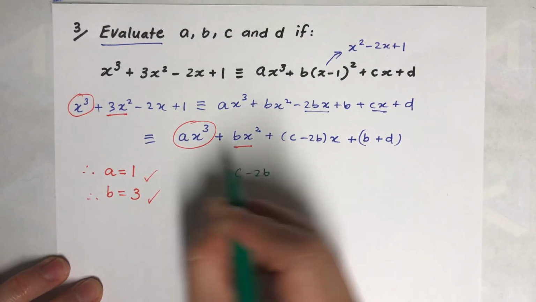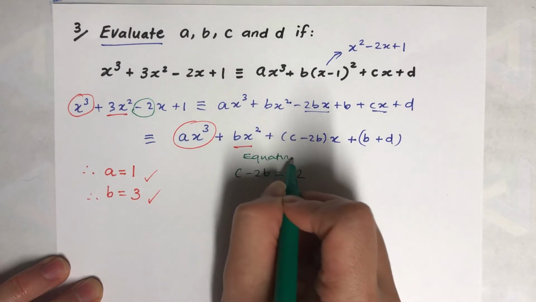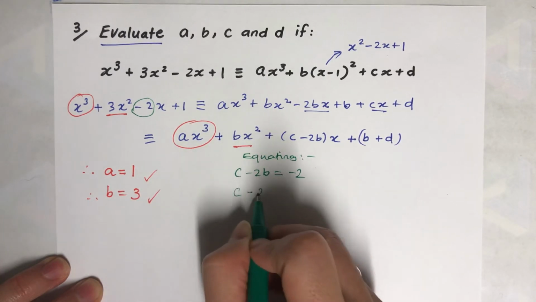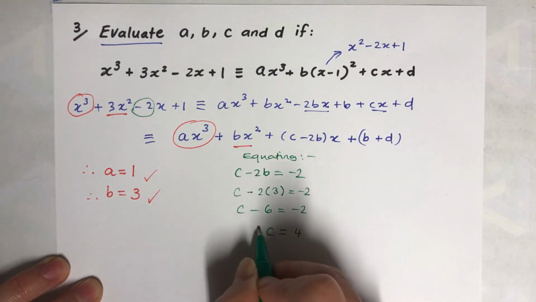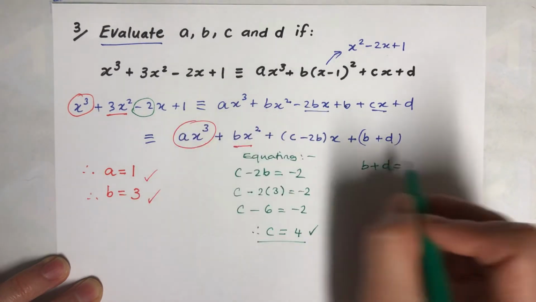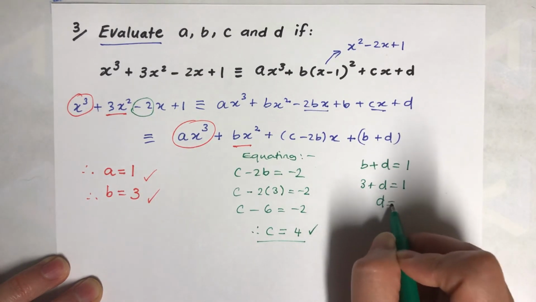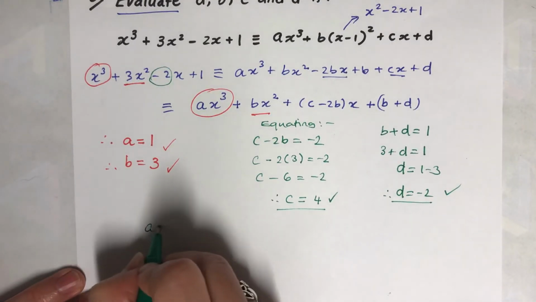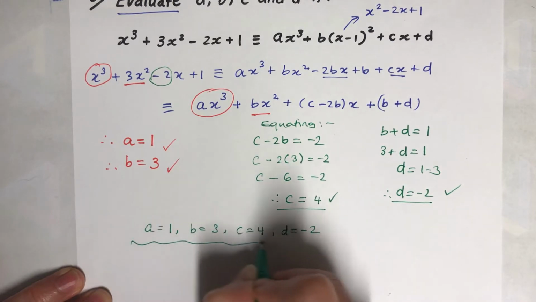So c minus 2b needs to equal minus 2. So what I'm just doing now is equating. And we know b is 3. So I'm going to go with c minus 2 times 3 equals minus 2, c equals 4. Okay, and then b plus d equals 1. And we know that b is 3. So what I've got here is a equals 1, b equals 3, c equals 4, d equals minus 2.